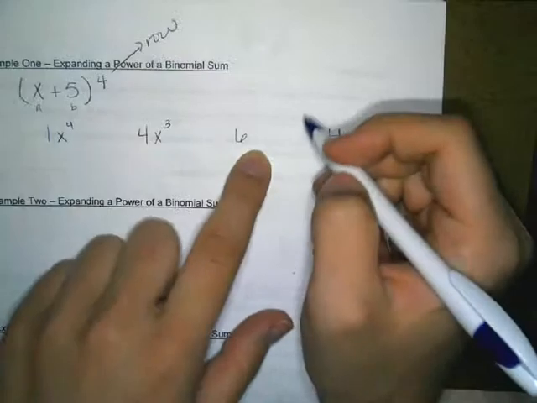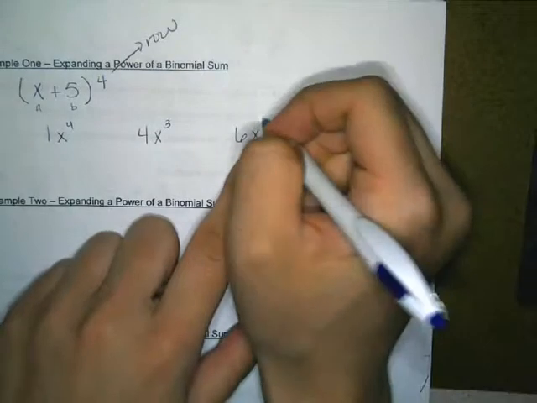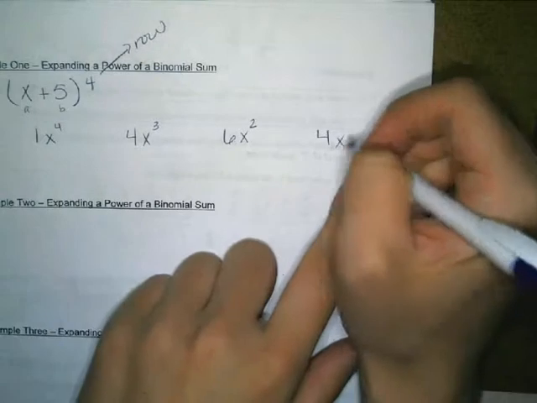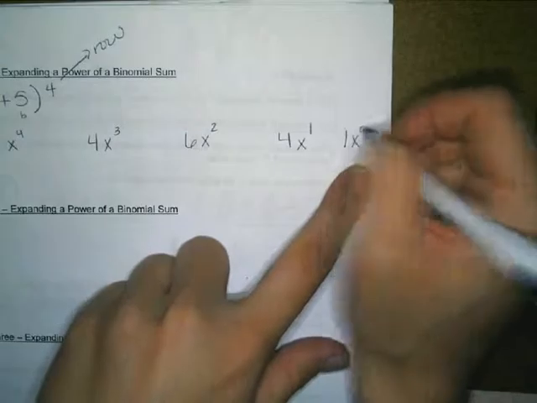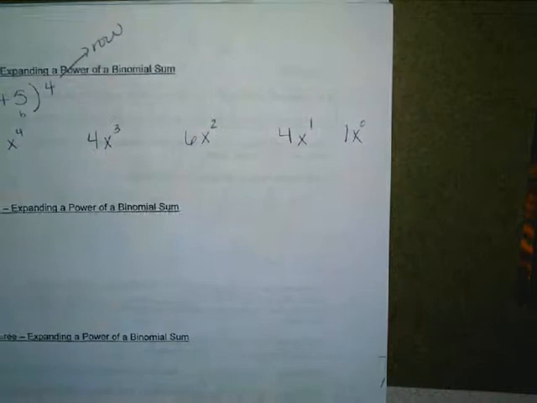3rd. And then we have x to the 2nd, x to the 1st, and x to the 0. Now I'm going to write x to the 0 there just because.